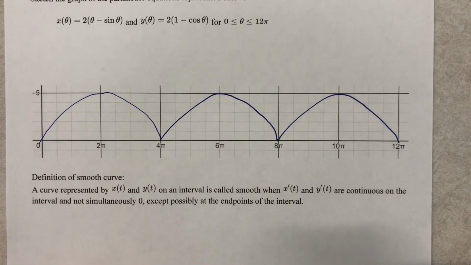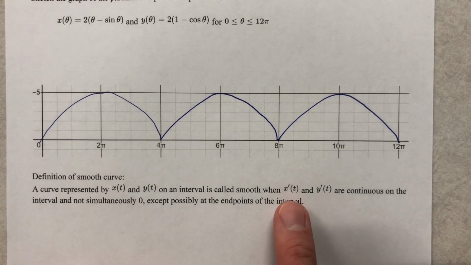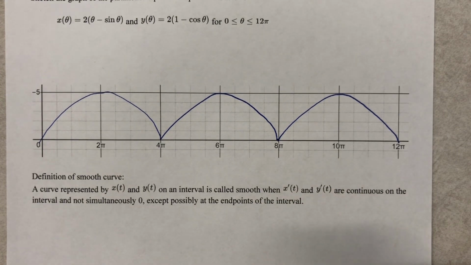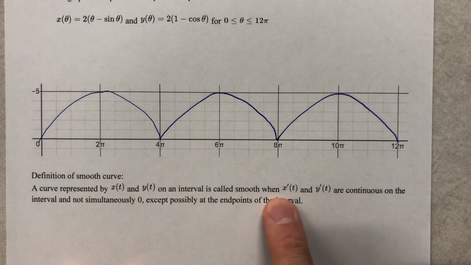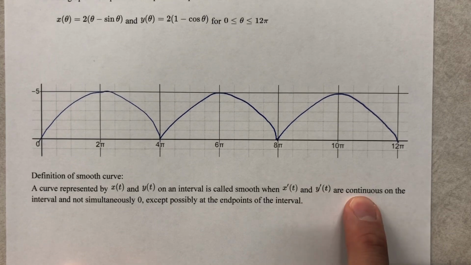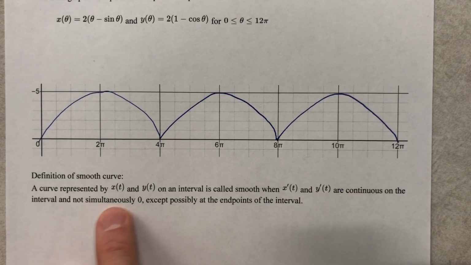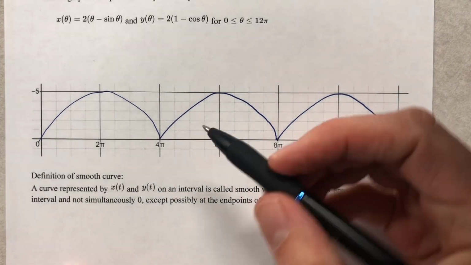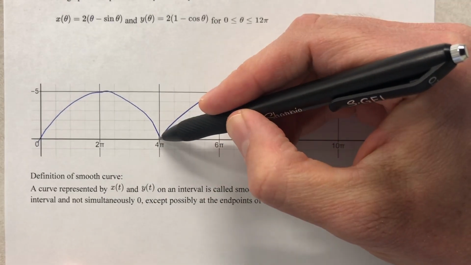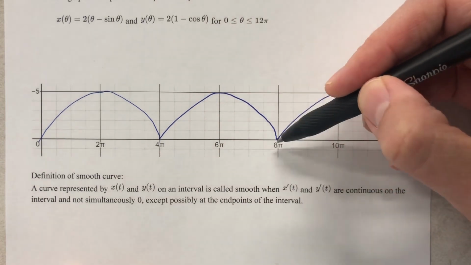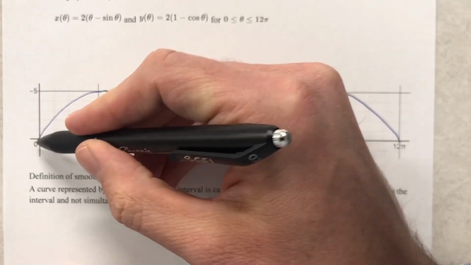Okay, definition of a smooth curve. Very clunky until we understand how to take the derivative of x and the derivative of y in a parametric equation set, and that's going to happen in the next lesson. But a curve represented by that in the interval is called smooth when those are both continuous on the interval and they're not simultaneously zero. So from what we see here, I'm going to tell you the derivative of x and y is 0 here and here, technically here and here as well.